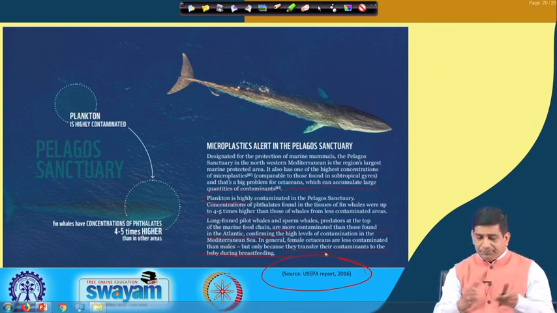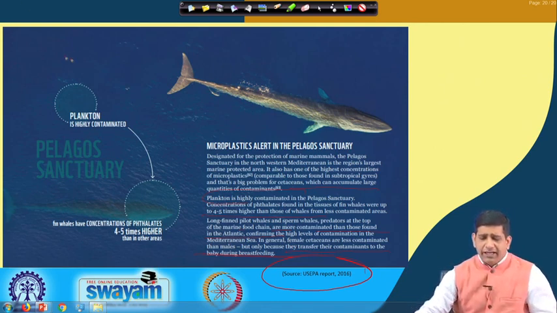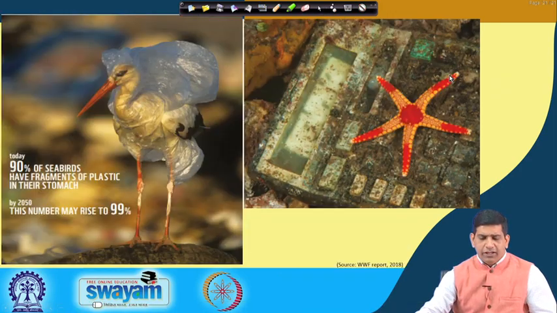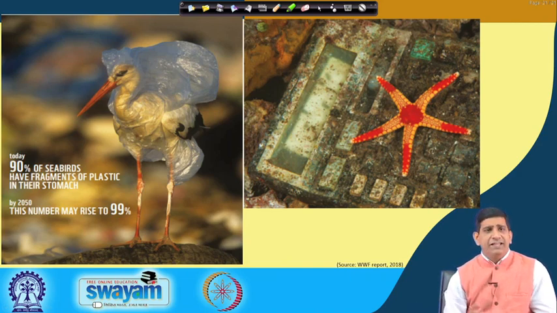As you can see, plastics are getting into many of these sea animals and sea life, which is being reported in different studies right now. And you may have seen pictures like this, where more than 90% of seabirds have fragments of plastic in their stomach.